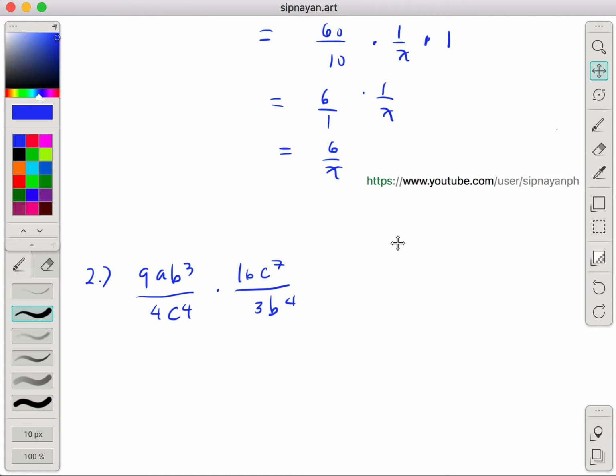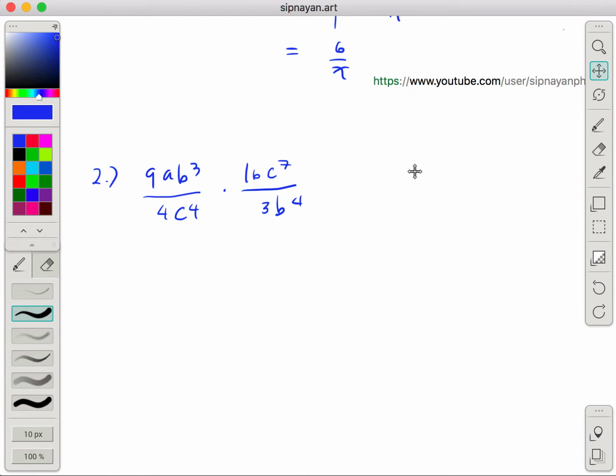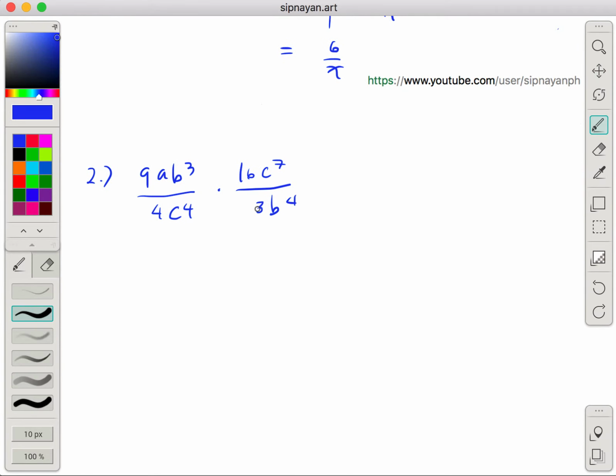Okay, let's have our second example. Well, same procedure. Ang gagawin natin is, pagsamahin natin yung mga numbers. Dito na tayo sa baba para medyo maluwag. So, magiging 9 times 16 divided by 4 times 3. And we have a, pag walang partner yung a, ilagyan na natin ng 1 sa baba, kasi nasa taas yung a natin.